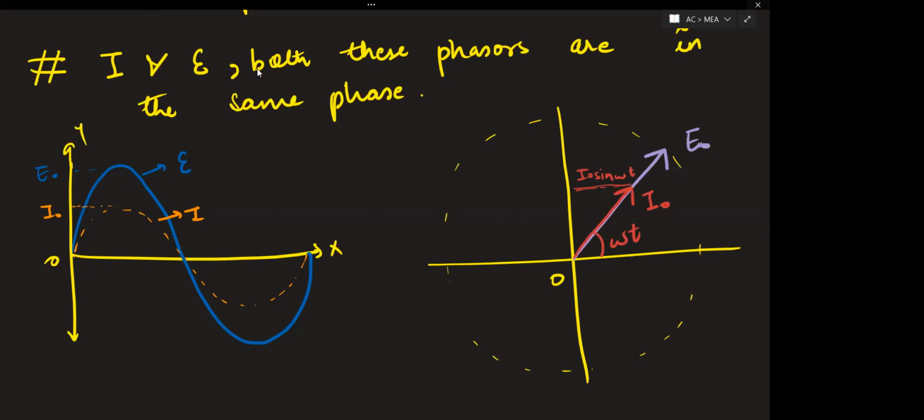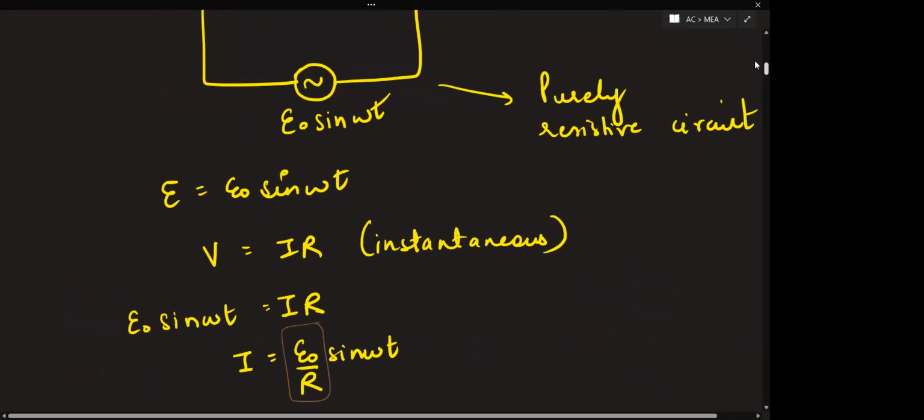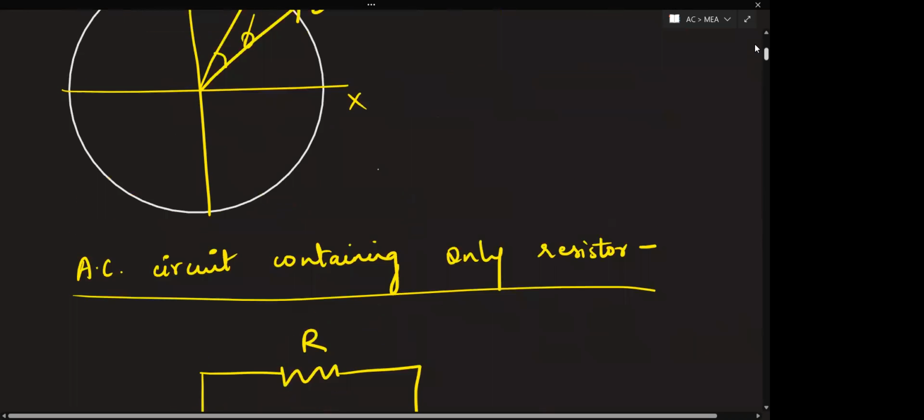Similarly, this gap that you see is E naught sine omega t. You can figure that out from the right angle triangle also. This angle is omega t, and this is how we write it. This is the y-axis, this is the x-axis. This is your AC circuit containing only a resistor. Fine, class? Just note it down, then we'll see further circuits.